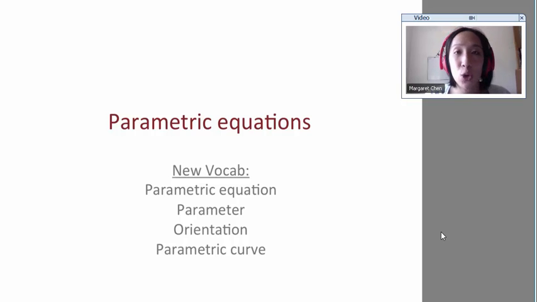Today I'm going to be teaching you about parametric equations. I believe it's chapter 9 of the book that I will be putting online, student edition. So this comes a little bit after the conics section. These are the new vocabulary words that you'll be introduced to today: parametric equations, parameter, orientation, and parametric curves.